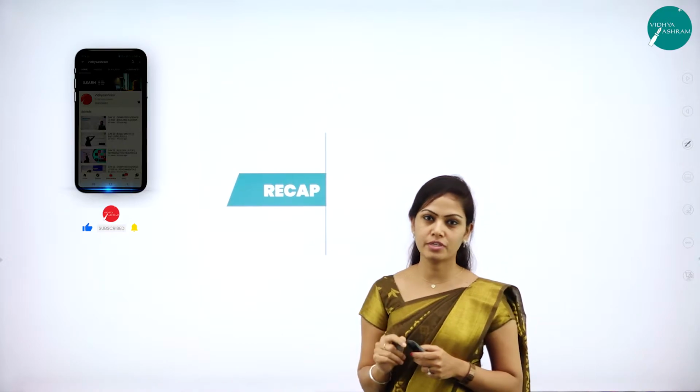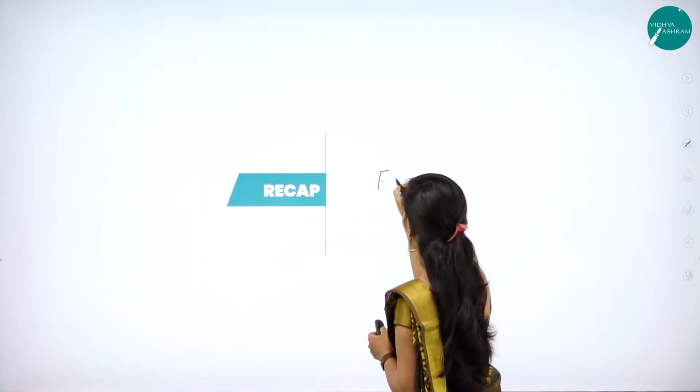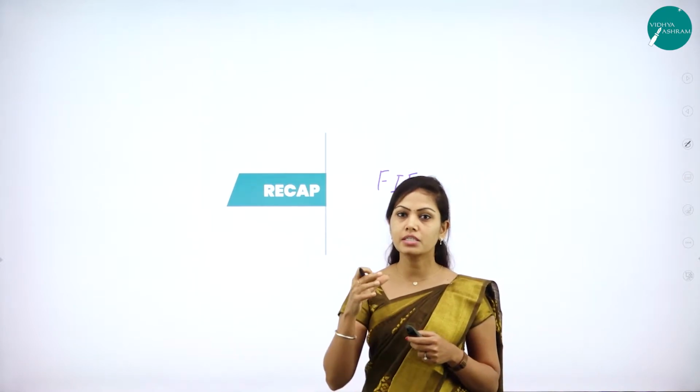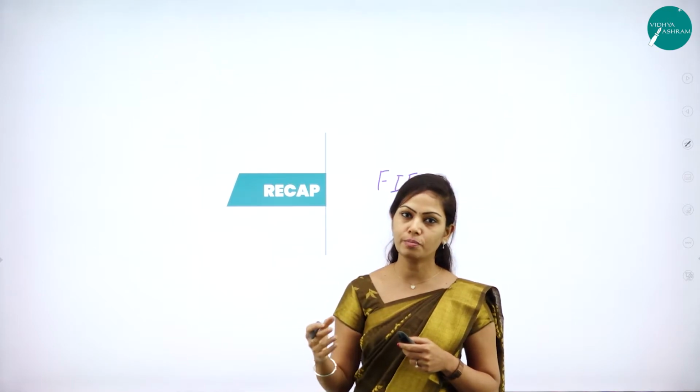Queue is a linear data structure. It follows the first in first out mechanism, that is FIFO. The element which is inserted first must be removed first. That is first in first out mechanism.